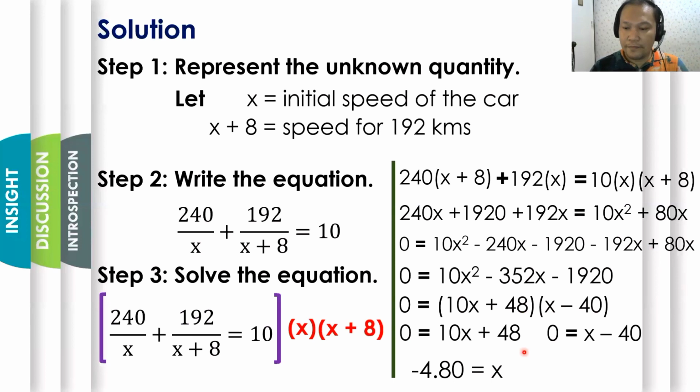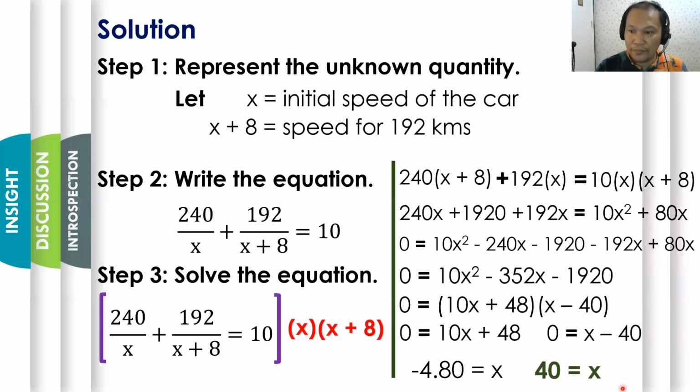Okay, then we have 48 transposed on the left side, making it 48. But the numerical coefficient here is 10. Divide both sides by 10. Therefore, we do have negative 4.80. On the other hand, we do have negative 40. Transpose it on the left side. Therefore, we do have 40 is equal to x.